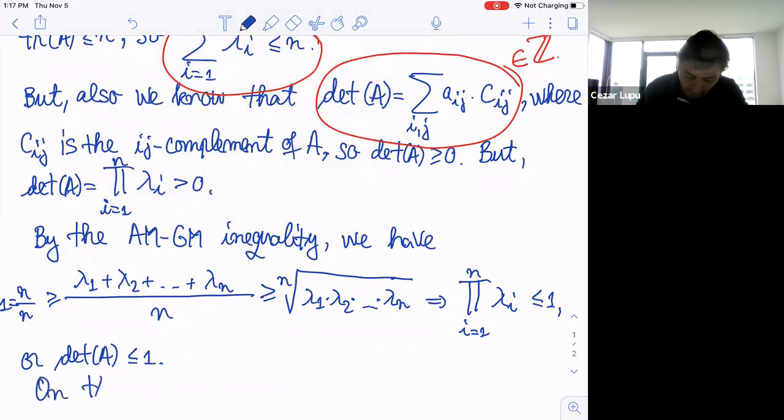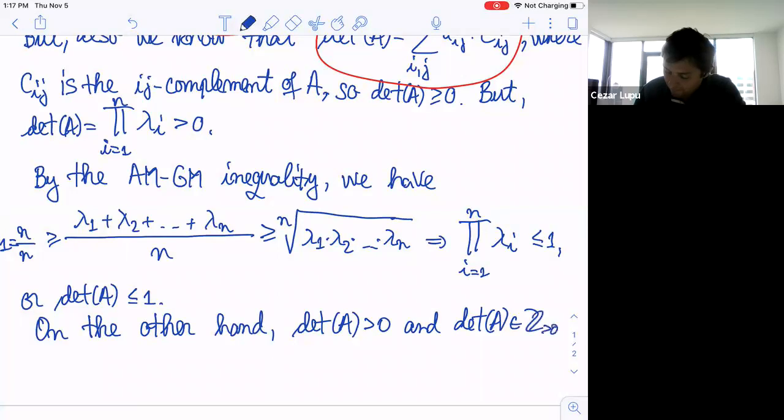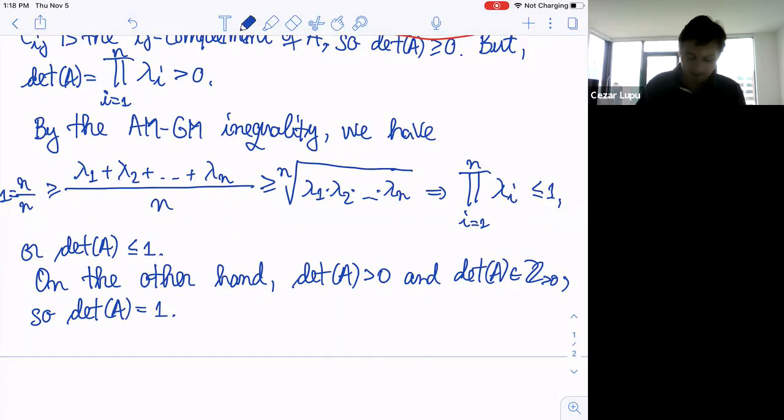On the other hand, the determinant of A is positive, and the determinant of A is an integer, a positive integer in fact. But I know that it's less or equal than 1, so the determinant of A has to be 1. But this implies that we have equality in the arithmetic geometric mean inequality. So this forces the equality case.